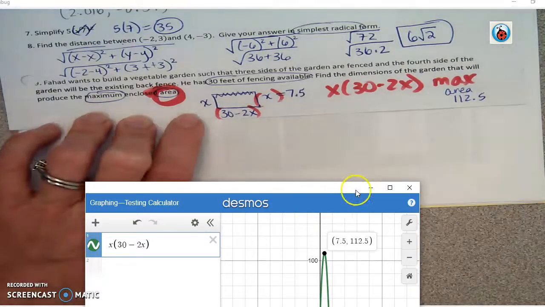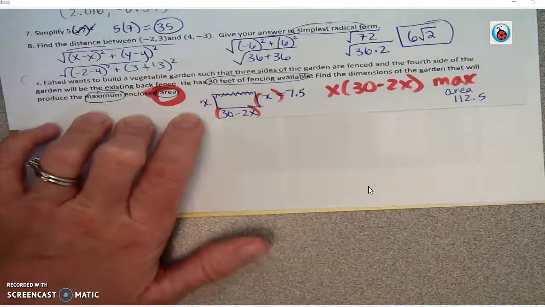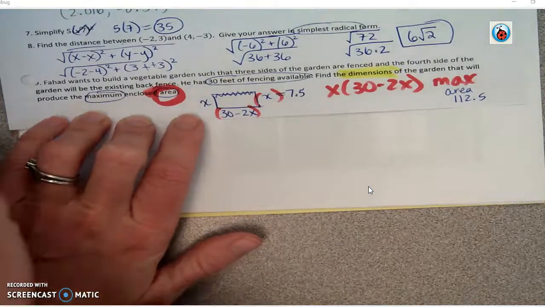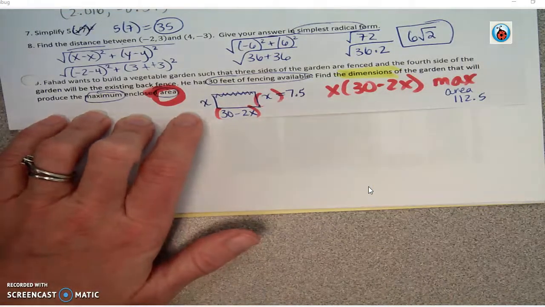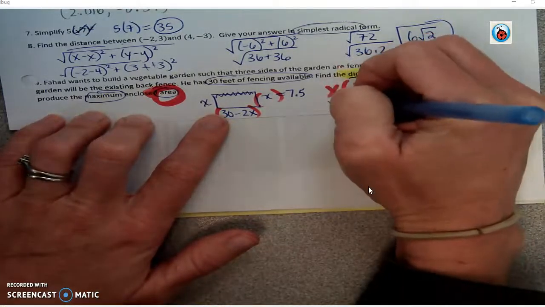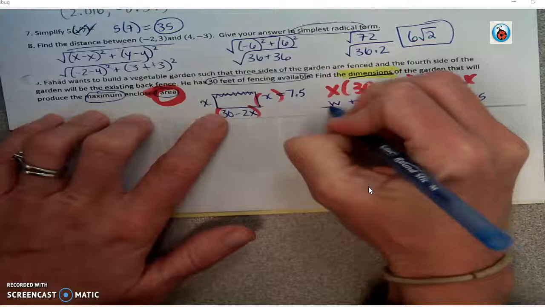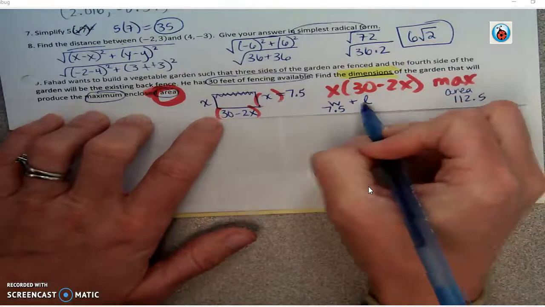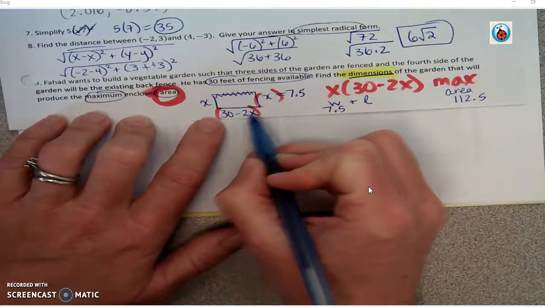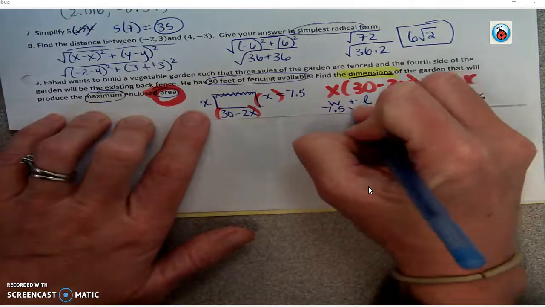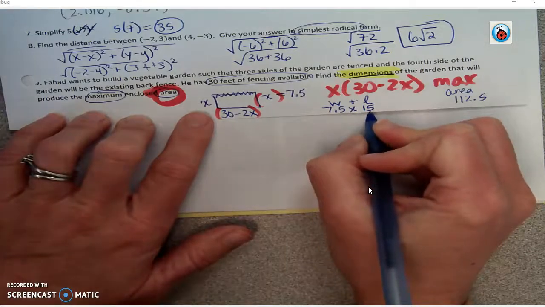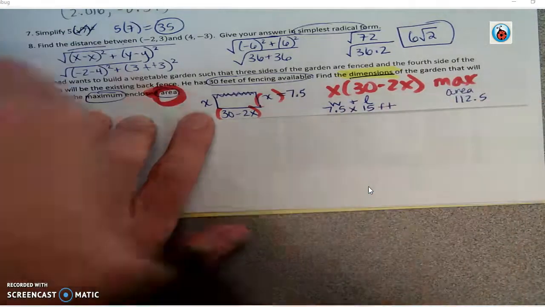So let's go back and read what the question was asking. The question says find the dimensions. So the dimensions, whenever it's asking for the dimensions, that is the width and the length. So the width is 7.5. And you know the length is going to be 30 minus 2 times 7.5. Well, 2 times 7.5 is 15. 30 minus 15 is 15. So the length is 15. So it's going to be a 7.5 by 15 foot fence. That is your answer.